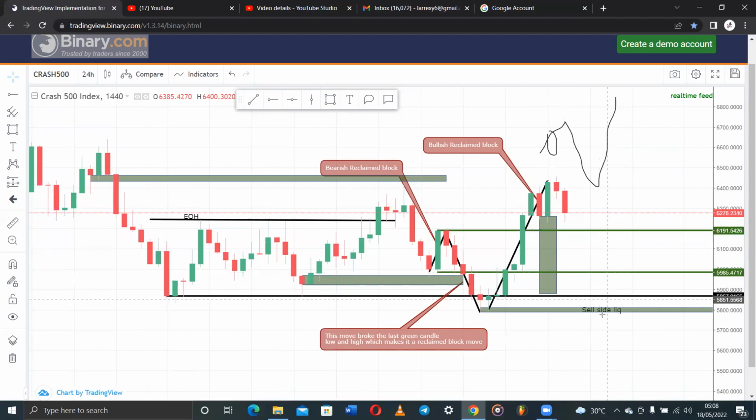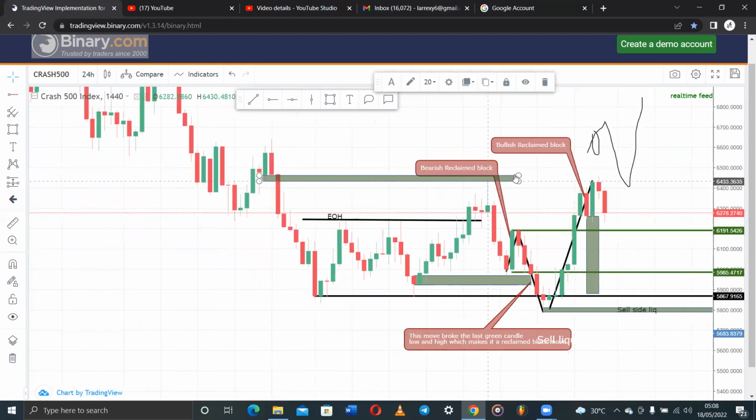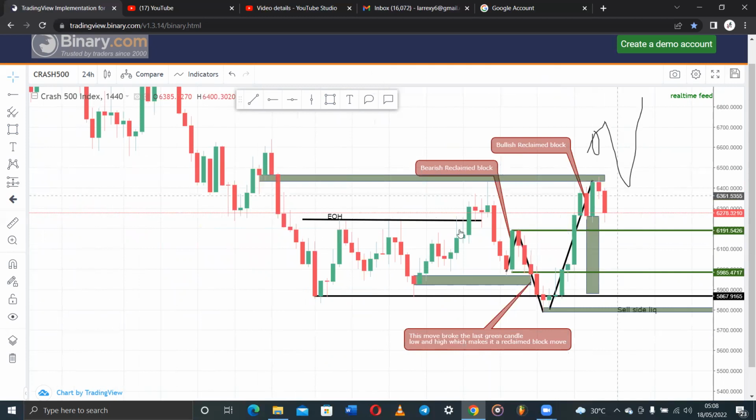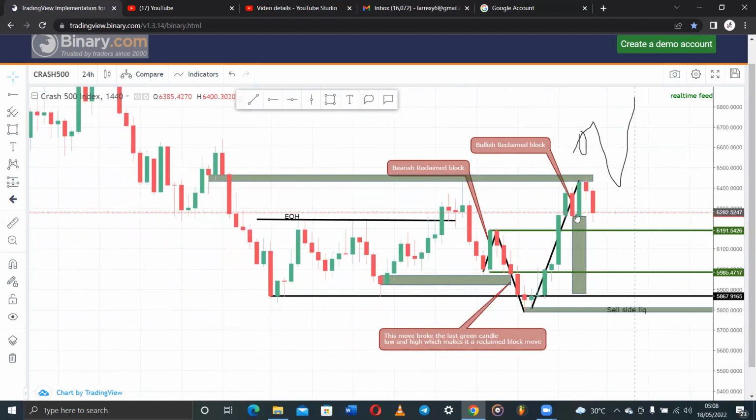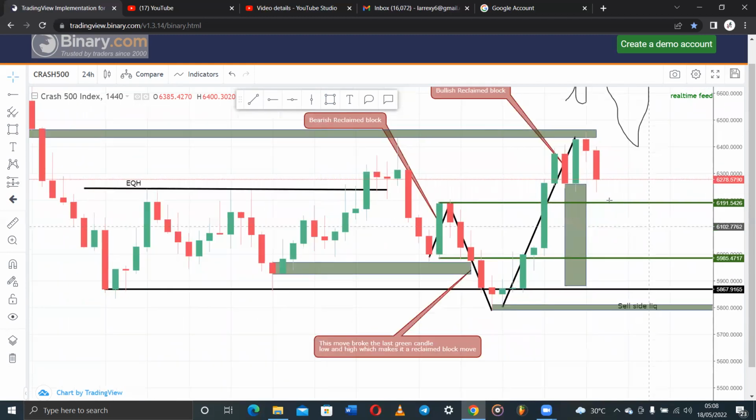But then there is sell side liquidity here. This buy side liquidity has been taken out. That is the move that was used to clear the equal high. Like this move, it has to be taken out. This zone too, it has to be taken out. So I am really going for sell right now on Crash 500. So at least for a few days, we expect the market to come down, clear all these decisional moves, clear all this liquidity before going high. So that is my decision on it.